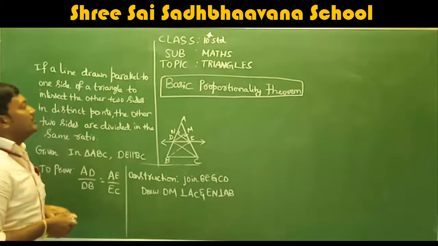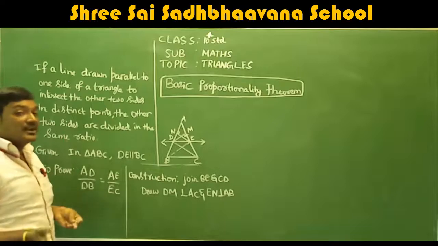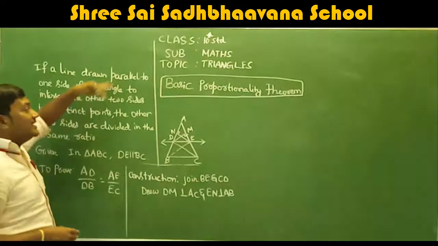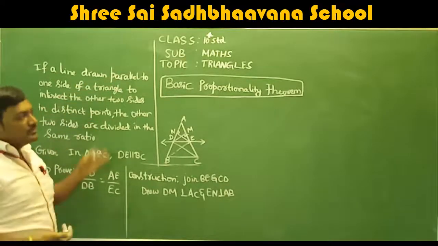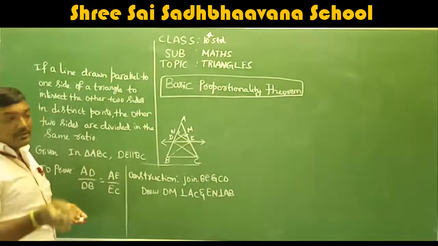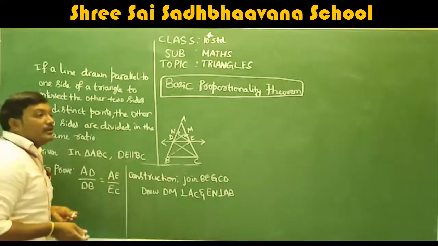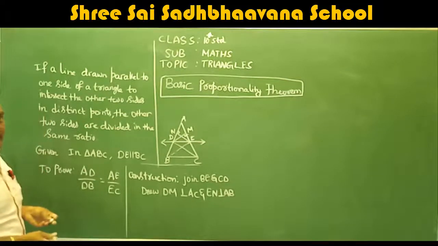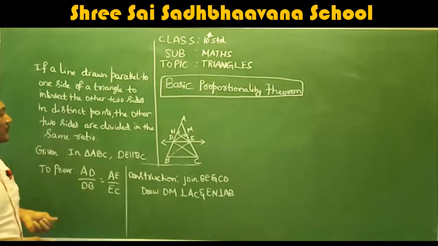So, state and prove basic proportionality. State the basic proportionality theorem means you have to write only the statement. State and prove means it will be for 4 or 5 marks. Sometimes there is something new: from last year they started giving the theorem for 5 marks also. So you may expect it for 5 marks.